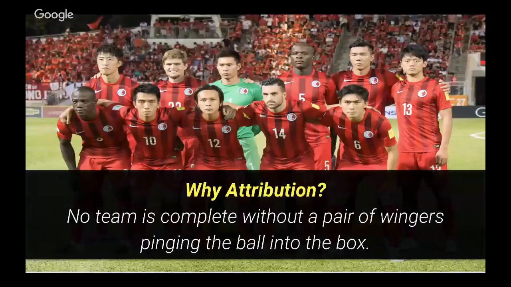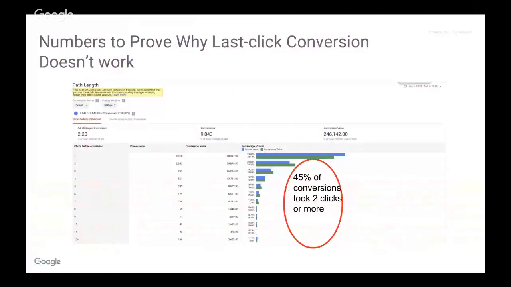So a lot of the time, that is why we need to do attribution, because no team is complete without a pair of wingers passing the ball into the box. It's important to make sure that we give every player credit, just like in a soccer game. It's not only the last person who kicked the ball in the box who should be the champion. Everyone is a winner. So we give the credit to every player, and in this case, we give the credit to every touch point the user encounters.